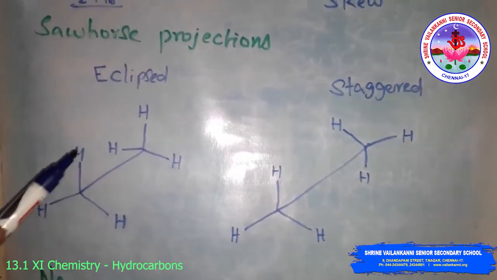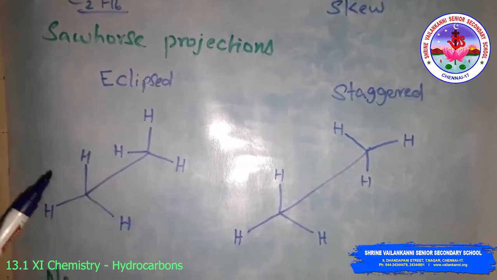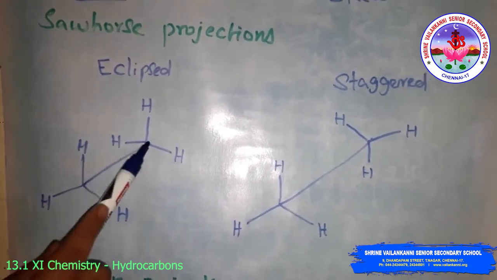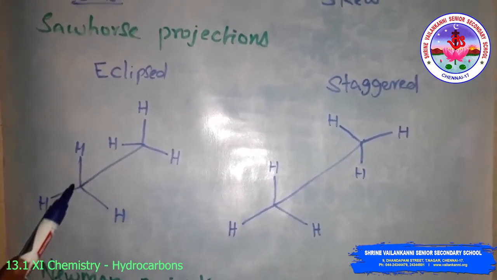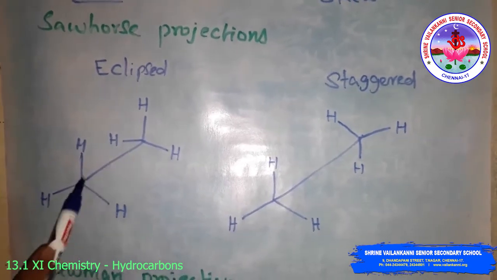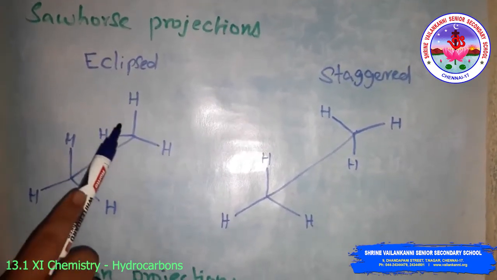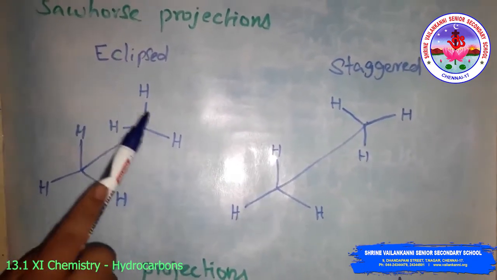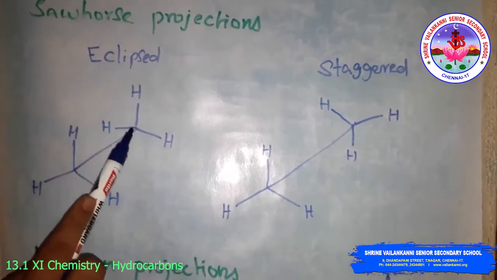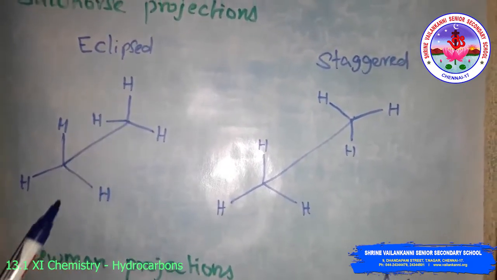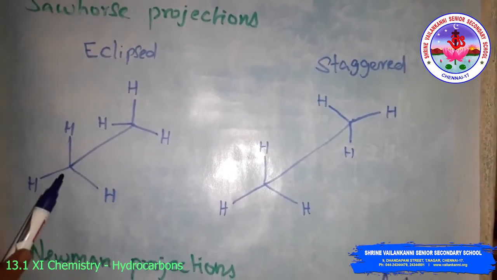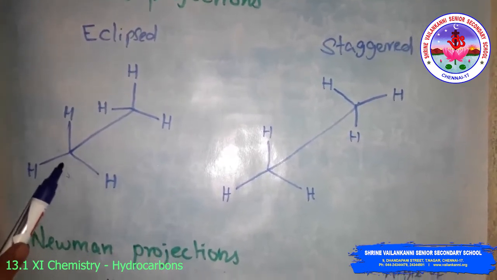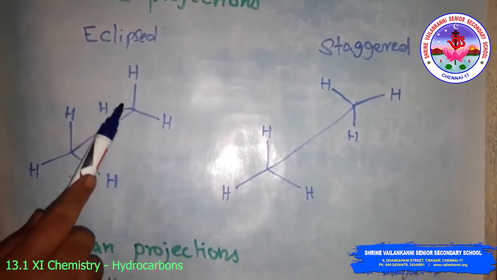In this projection, the molecule is viewed along the molecular axis. It is then projected on the paper by drawing the central carbon-carbon bond as a somewhat longer straight line. The upper end of the line is slightly tilted towards the right or left-hand side. Then the front carbon is shown at the lower end of the line, whereas the rear carbon is shown at the upper end.